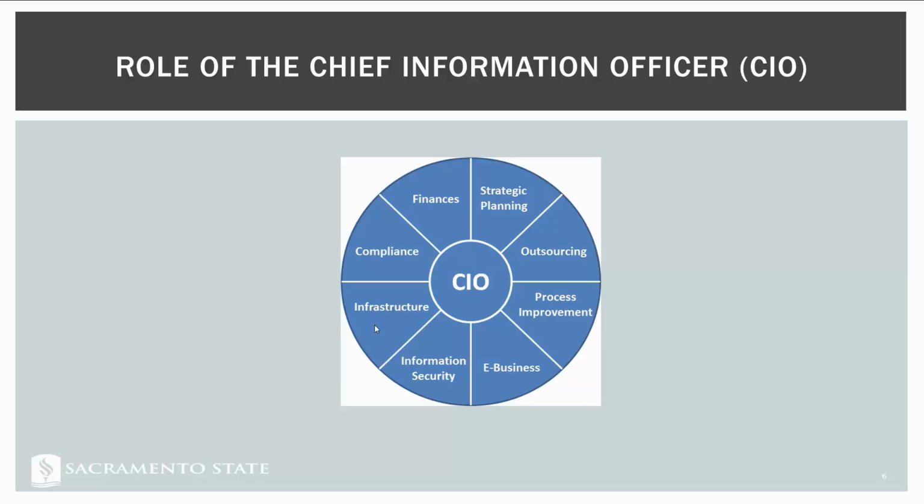I like to define infrastructure in some of my classes, as there are technical definitions, but I like to define infrastructure as the part of the organization that if it stops working, people complain, and if it's working, nobody notices it. So things like, do the phones work? Does the internet connection work? Are the servers up? All of those things people take for granted until they go down, and then it's a huge deal.